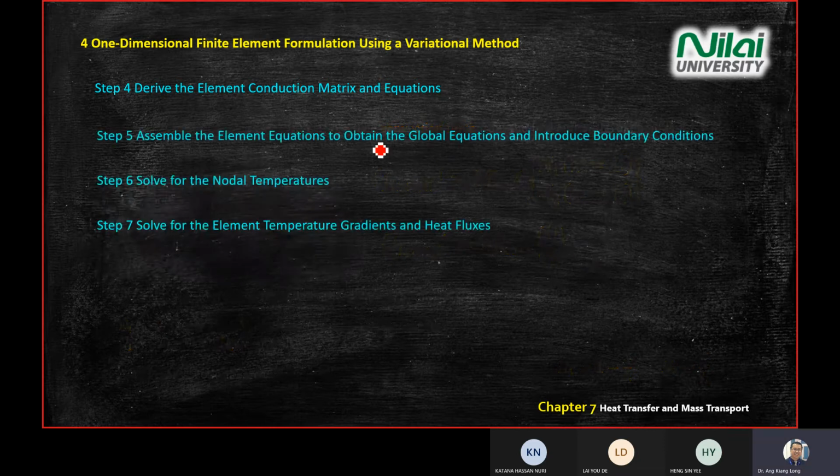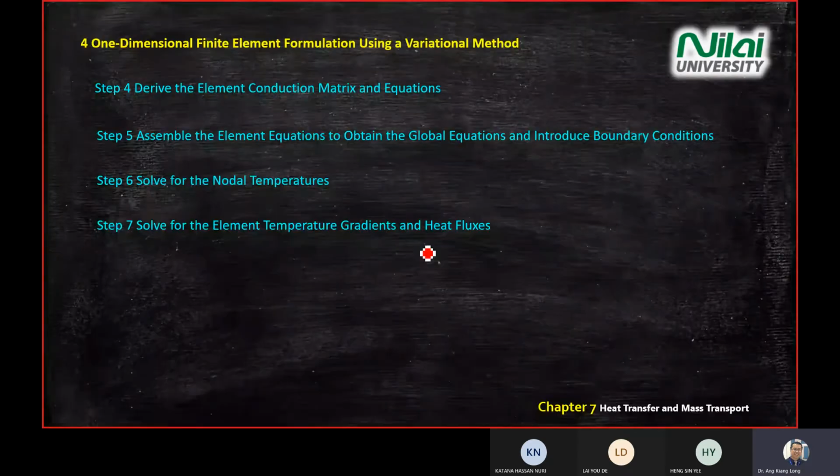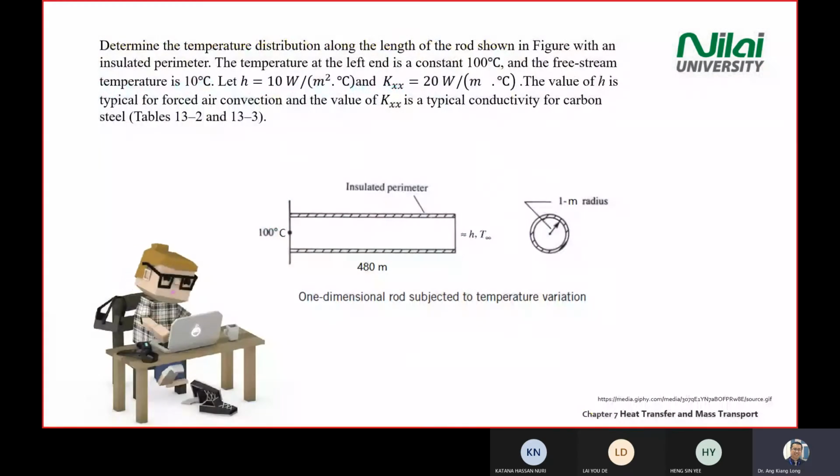Then step 4, step 5, step 6, and even step 7 will be the same as the previous chapter. Step 4, you derive the matrix, you solve for the unknown, you combine, you get the global equation, you solve the missing parts. So let's look at one example, and then we will call it a day.